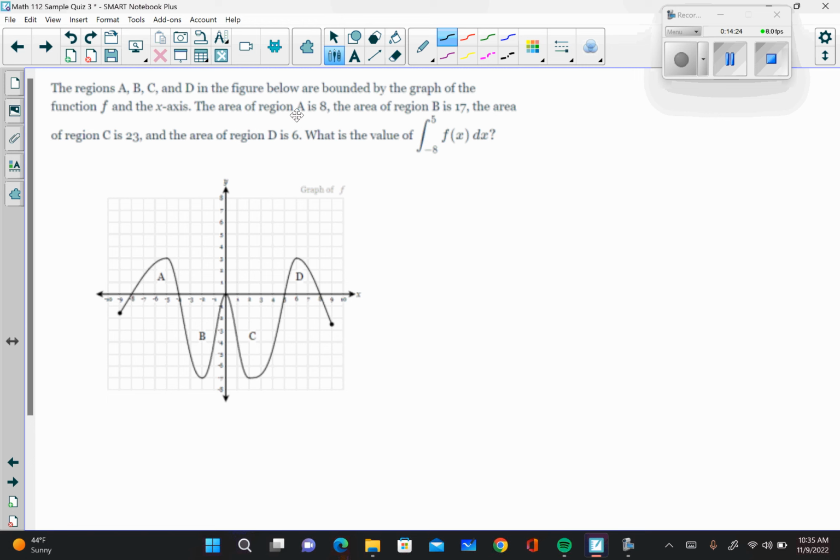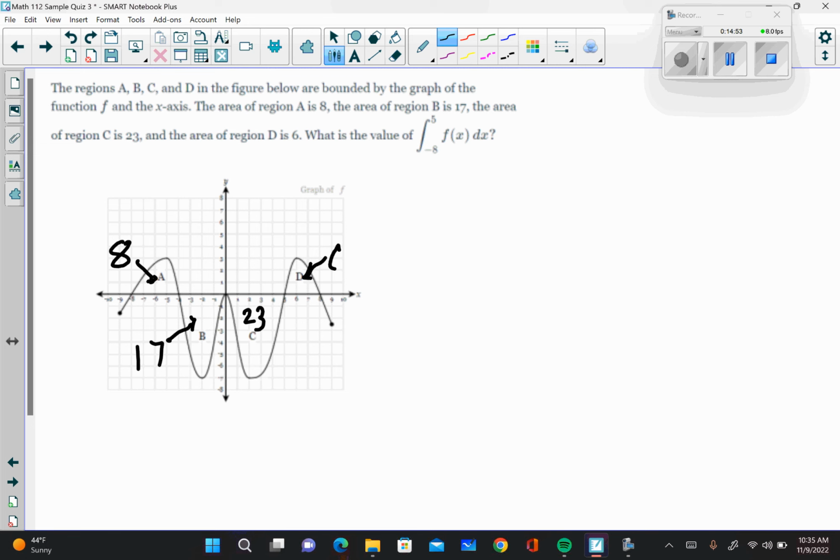A, B, C, and D in the figure below are bounded by the graph of the function f. This wavy function is called f, and the x-axis. The area of region A is 8. The area of region B is 17. It means inside here, between here and the x-axis, there's 17 square units. The area of region C is 23, and the area of region D is 6.